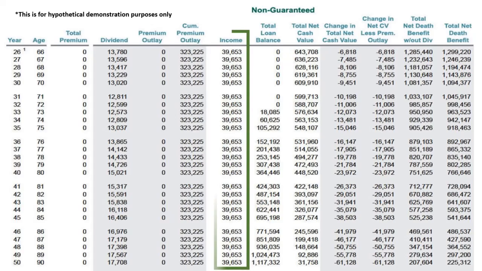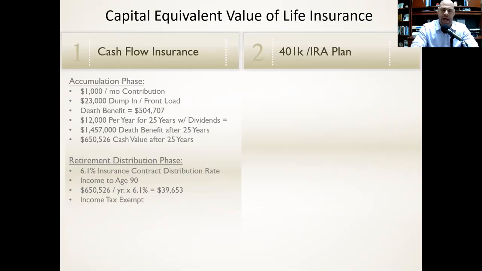Now, this money is completely income tax exempt. It's not even reportable on an income tax return. Literally, I do not file taxes on this distribution. Okay. So it's literally net spendable income or spendable money in my hand of $39,653. Now, let's compare that income or that cash flow to the traditional method of a 401k.